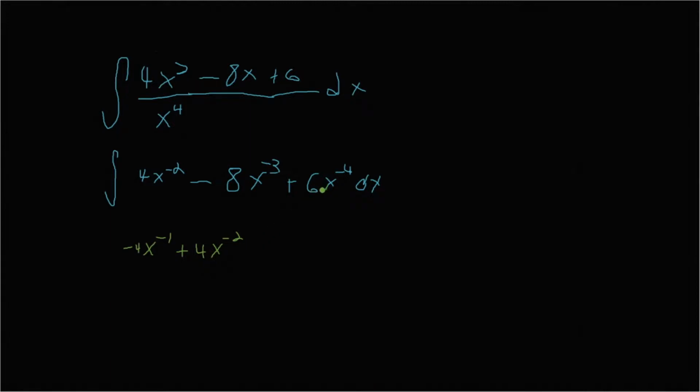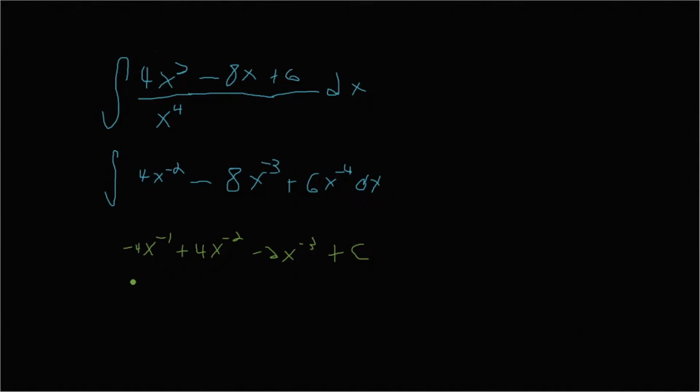And then we have this 6x to the negative fourth. So if we add 1 to the exponent, we have x to the negative 3. We're not going to write the sign, we know that it's going to be x to the negative 3. And then we're going to divide 6 by negative 3. So 6 divided by negative 3 is negative 2. So negative 2x to the negative 3. And then we've got to remember to put the plus c.